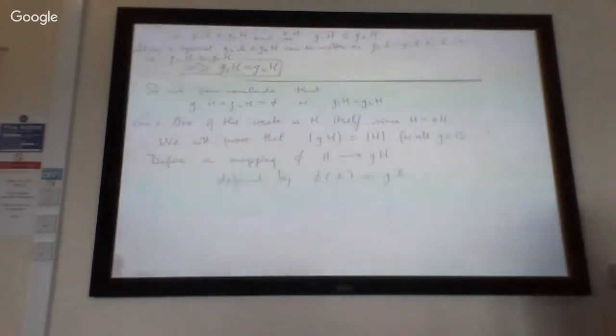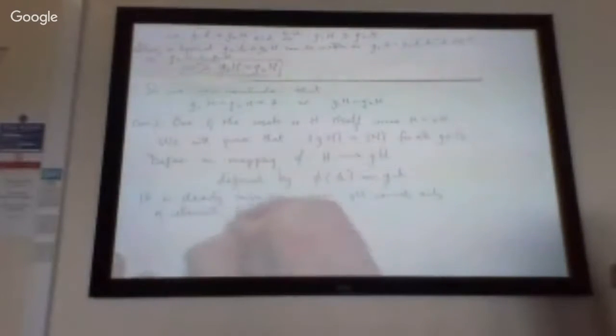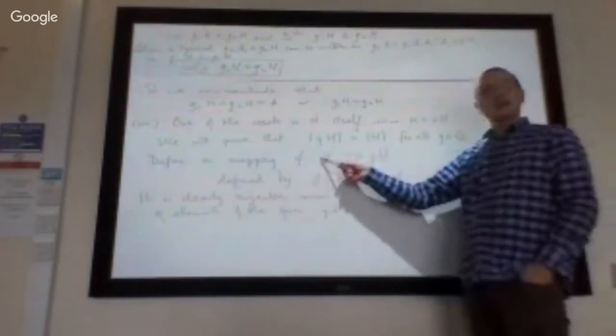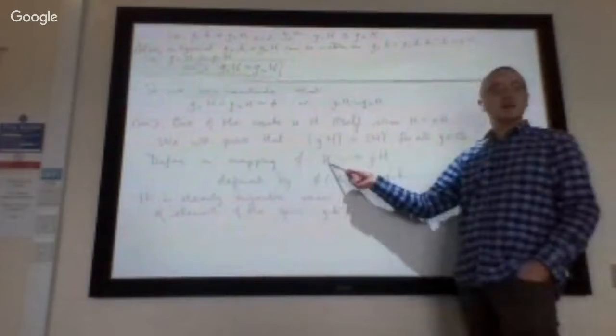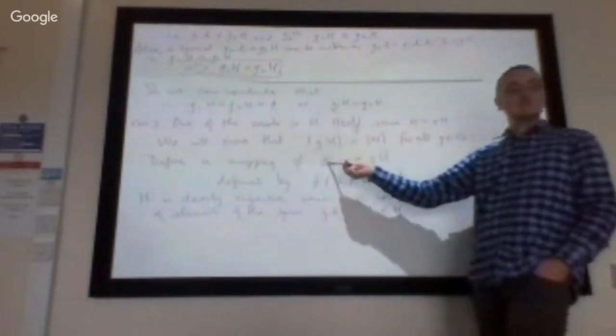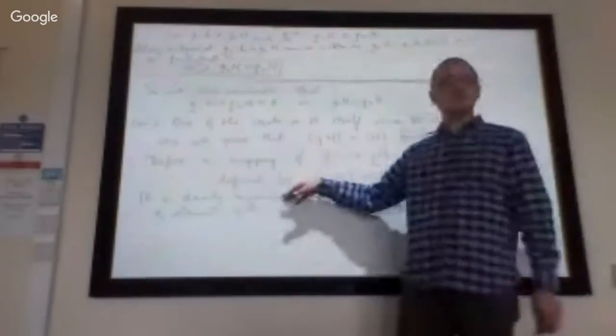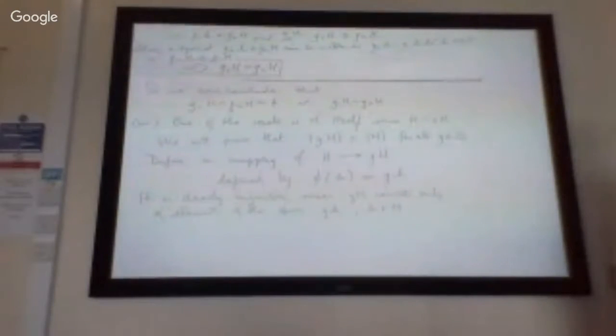Okay, injective, surjective. Well, I would say it's clearly surjective, since gH consists only of elements of the form g times h, for some h in H. And you've got all the little h's available to you, because you're defining a mapping from the set H. But to be honest, if I was marking this, I'd just accept the statement that it's clearly surjective. I would accept that.